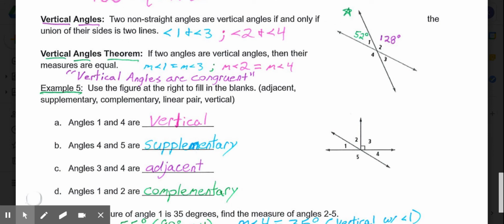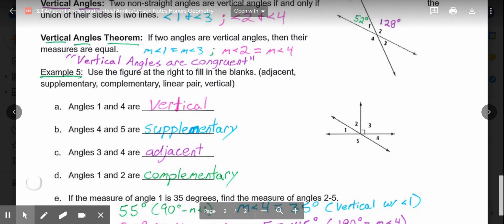Then we have the vertical angle theorem, which simply states if two angles are vertical angles, their measures are equal. Or in other words, vertical angles are always congruent. So angle 1 is equal to angle 3, 2 is equal to 4, or 1 is congruent to 3, 2 is congruent to 4.